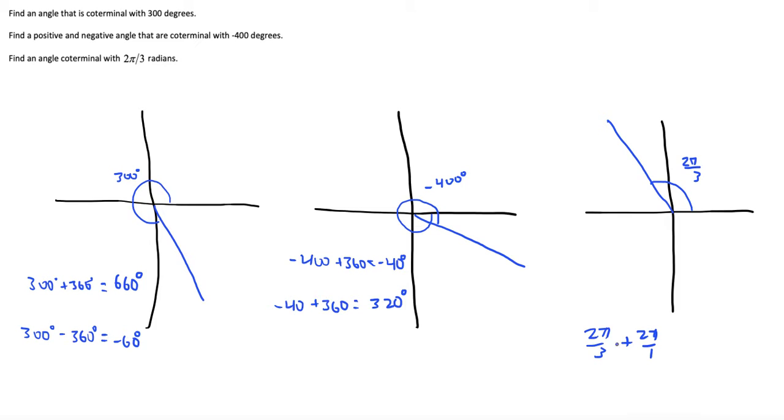Now, once again, when we add, we got to make sure we get a common denominator, okay? So we get 2 pi over 3. This becomes 6 pi over 3. Okay? So this becomes 8 pi over 3. Notice we could have also subtracted 2 pi from this as well. Okay? So we're going to subtract that same 6 pi over 3. So 2 pi minus 6 pi equals negative 4 pi over 3. Notice that 2 pi over 3, 8 pi over 3, and negative 4 pi over 3 are all coterminal.